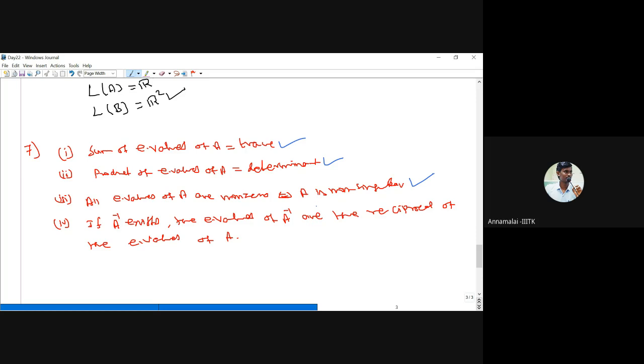A inverse exists means the determinant is non-zero. So A inverse exists means all the eigenvalues of A are non-zero. Therefore, we can define the reciprocals of the eigenvalues of A. This is also true. Therefore, all the statements are true.